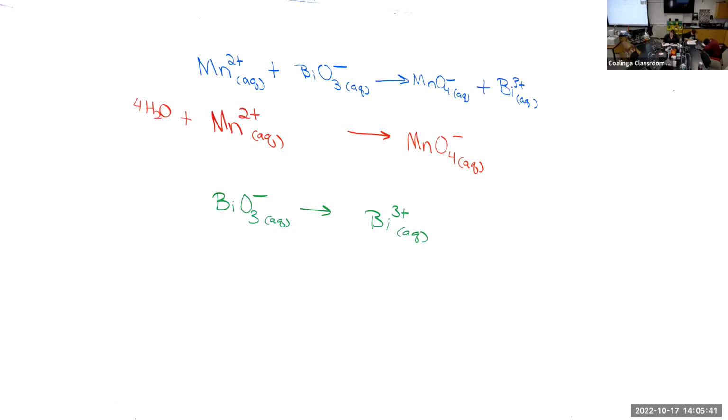What am I going to do next? Balance the hydrogen. Yes. So if you have oxygen on one side, you have the H2O on the opposite side. That's right. Because you want to balance it. So 8.